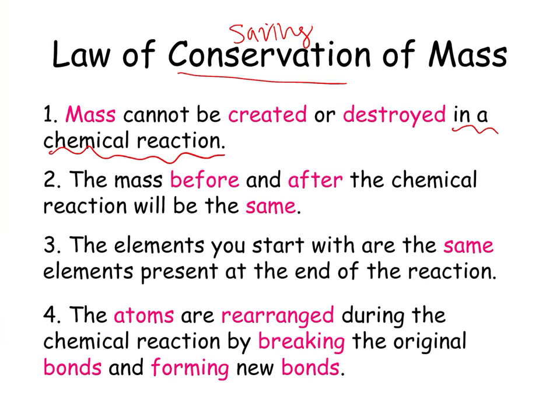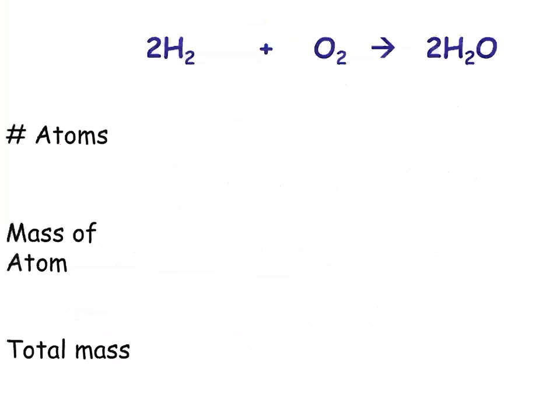So this is what I was kind of getting at. The atoms are rearranged during the chemical reaction by breaking original bonds and forming new bonds. So it's like you've got one box of Legos and that's it. You can only build with what you have. You can't all of a sudden find an extra box or go to the store and buy another box and just add that in. You have one box and that's it.